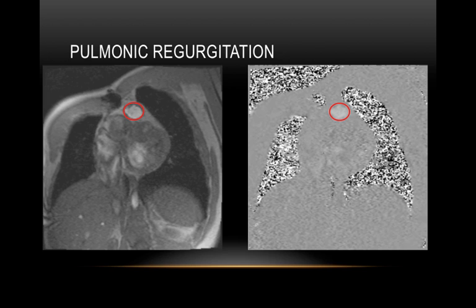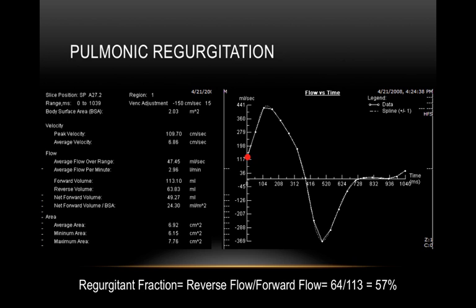So when we do our analysis where we draw a region of interest, we get a flow curve that looks like this. You can see that there's forward flow, there's reverse flow, and then it comes back. And so this reversed flow is our area of regurgitation. The area under the curves gives us our forward volume and our reversed volume, which you can see here: 113 milliliters forward, 64 milliliters reverse. So when you take that ratio, you get a regurgitant fraction of 57%.